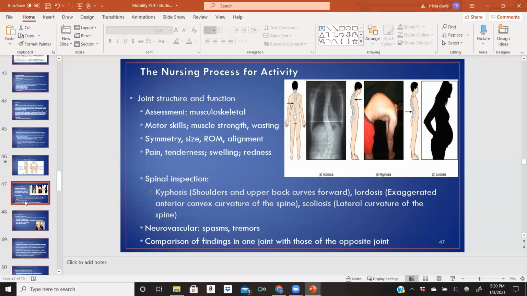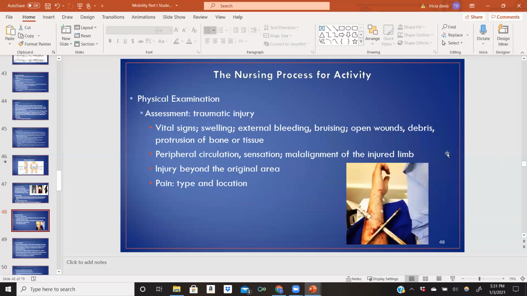Neuromuscular, you want to assess for any spasms that the patients may have or any tremors. And then you want to make a comparison of the findings in one joint with those of the opposite joint. So if you see something on the right knee, you will want to compare it to the left knee. And if you find something in the right foot, you want to compare it to the left foot. You're always making that comparison between the two when you're doing your assessment.